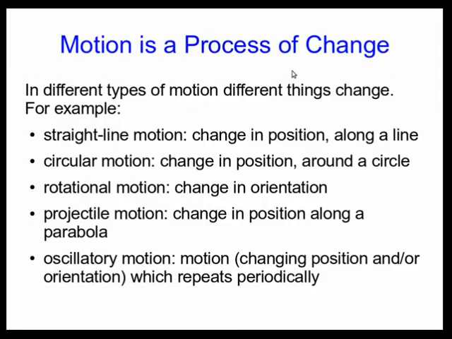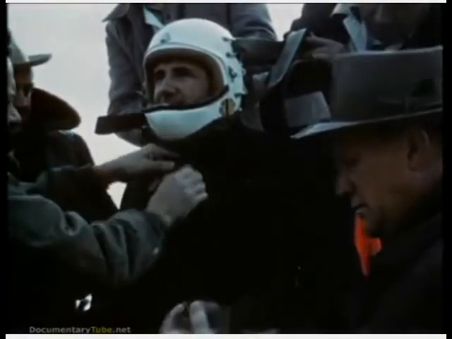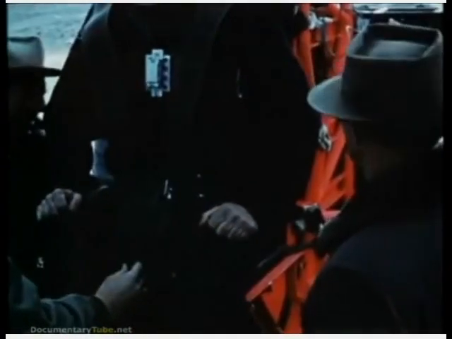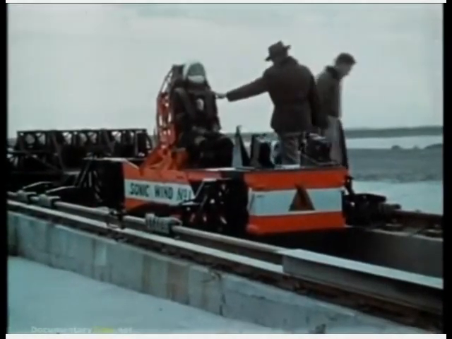So since motion is a process of change, we need to look at how things change. And if you're just talking about changes in position, or if you include orientation, there are a lot of different ways that position and orientation can change. So let's just take a quick look at a few examples. The simplest kind of motion to describe is straight line motion. And of course, straight line motion is all around us, but here's a particularly dramatic example. This is a rocket sled being used in a study of how the human body responds to large accelerations.